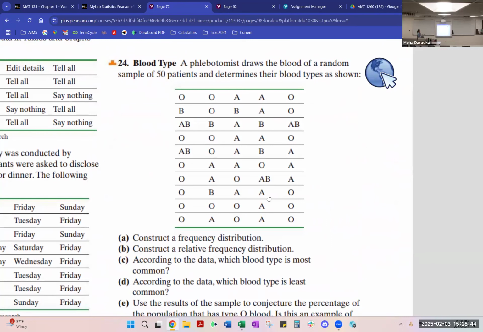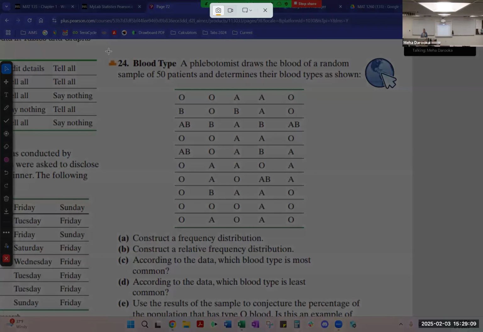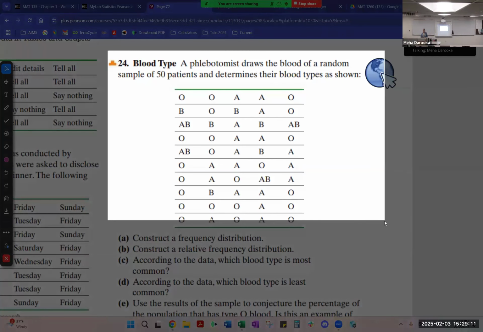Okay, so as you can see, this one is talking about a phlebotomist draws the blood of a random sample of 50 patients and determines their blood types as shown. So we want to start out by creating a frequency distribution and a relative frequency distribution over here. So I am going to copy this, and then you guys are going to help me create our frequency distribution table.